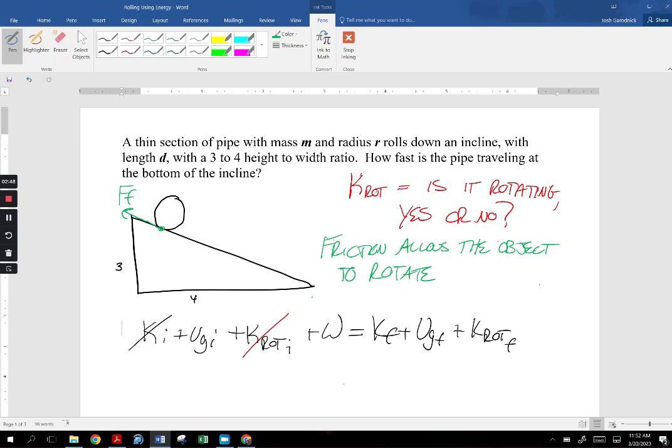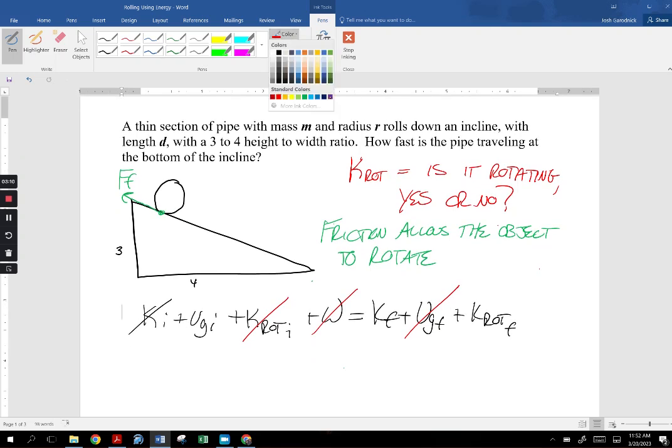All right, back to our work energy theorem. There's no work done. It is moving in the end. Yes, it is at height 0, and it is rotating. So after this, you just do a little mathy math.